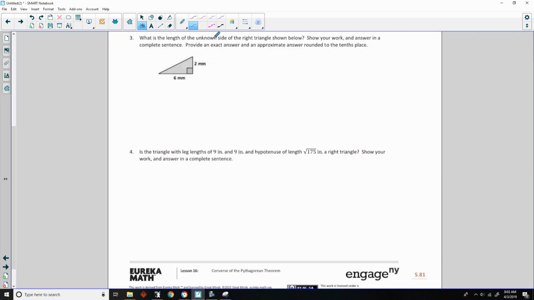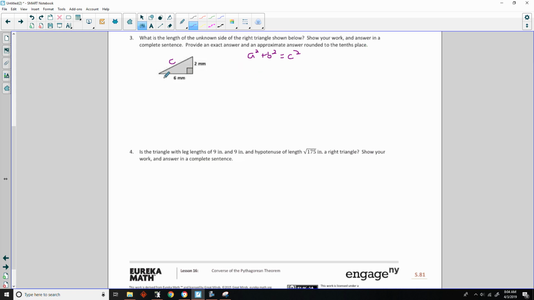What is the length of the unknown side of the right triangle shown below? So again, the opposite side of the right angle we're going to let equal C. I write my formula. A squared plus B squared equals C squared. Show your work and answer in a complete sentence. Provide exact and approximate rounded to tenths, same as last.